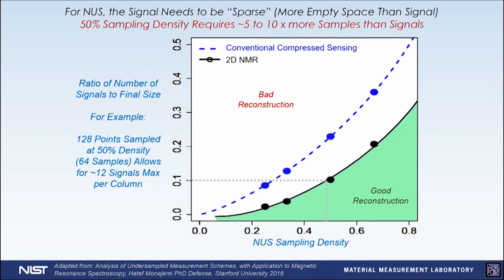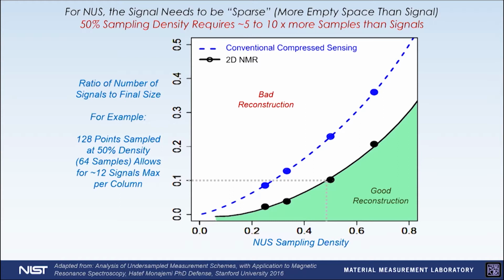And this was characterized by David Donoho and folks in his group, who spoke about what they call a phase transition in the ability to make a good non-uniform sampling reconstruction. And it turns out that this depends on two things. One thing it depends on is that the spectral data must be sparse, which for our purposes we can think of as meaning that the spectrum has more empty space than signals. So that seems pretty reasonable.